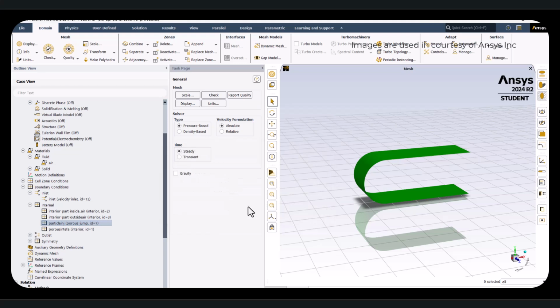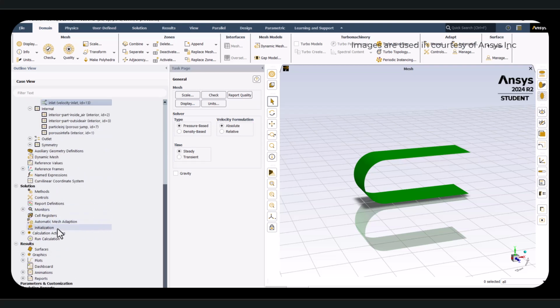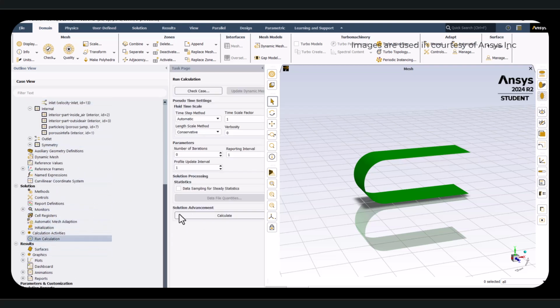Okay, so this is the porous jump condition we have given, and the inlet air velocity we will be giving maybe 0.01 meters per second. This is the air velocity. Then we'll run this steady state simulation. We'll check how it behaves.